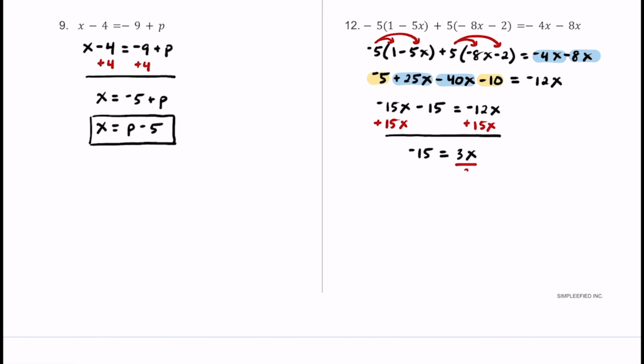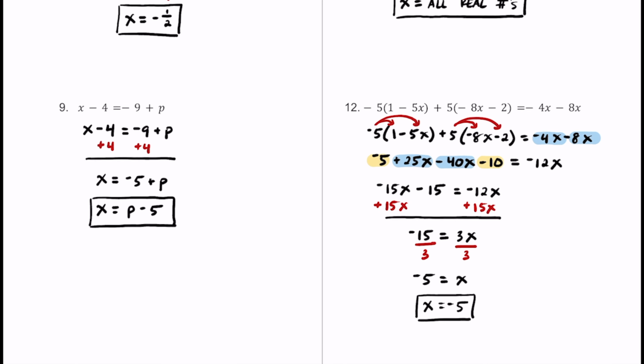Next, let's divide both sides by 3. On the left side here, -15 divided by 3 is going to be a -5. And on the right side, this 3 divided by 3 is going to be 1, or 1x. So we're going to say that x equals -5. We can turn that around. That would be our solution.